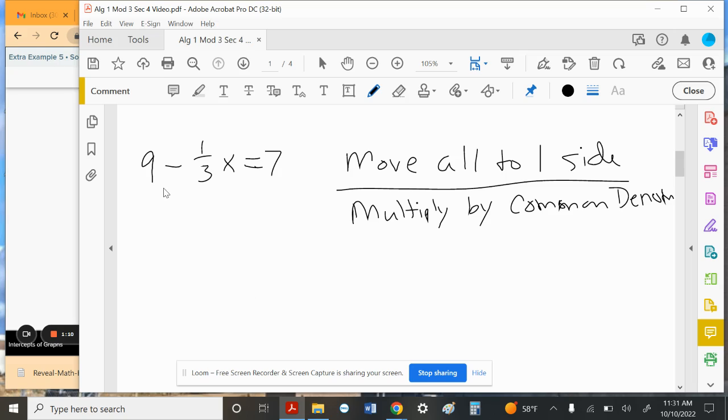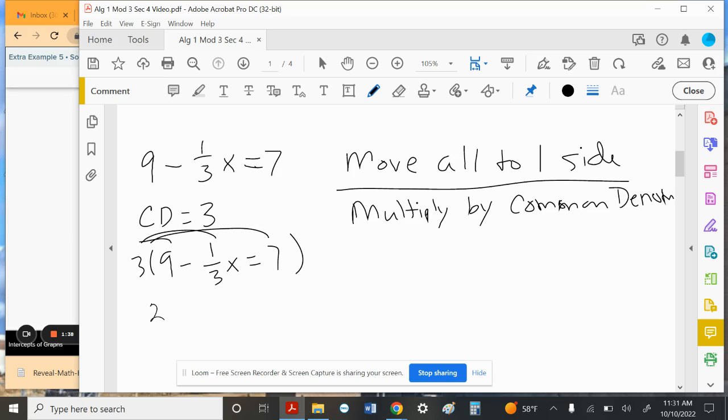This one is 9 over 1, so there I have a 1, minus 1/3, so I have a 3, to equal 7 over 1, so I have another 1. So my common denominator is 3. I'm going to multiply everything by 3. When I say everything, I mean everything, so put parentheses around the whole thing. I'm going to distribute it through.